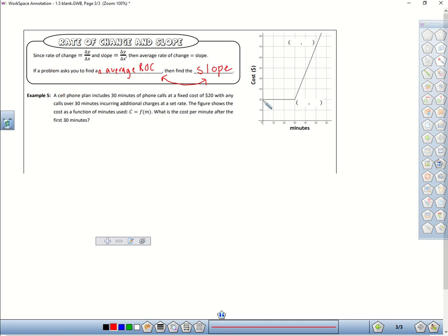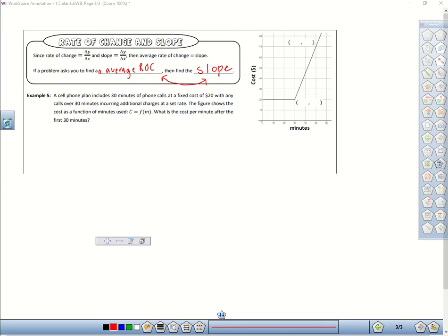So, as you can see here, the function remains at $20 until you hit 30 minutes, and that's when the cost goes up at a fixed rate after that point. And the rate is fixed. I can see that the line is linear, so this is a constant rate of change. Okay? So we want to determine what that rate of change is so that we can write a function.